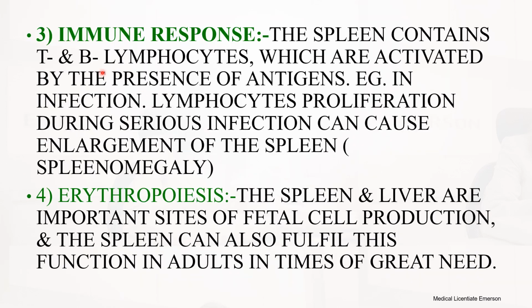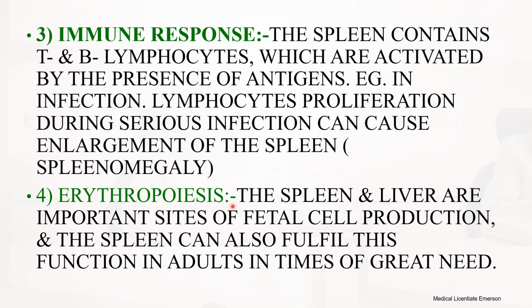Then the other function, we have number two, which is immune response. So the spleen contains T and B lymphocytes, which are activated by the presence of antigens, for instance in infection. The lymphocyte proliferation during serious infection can cause enlargement of the spleen, which we term splenomegaly.